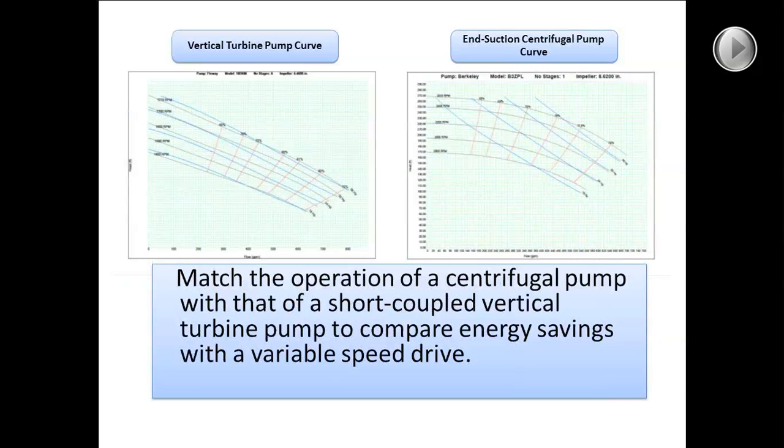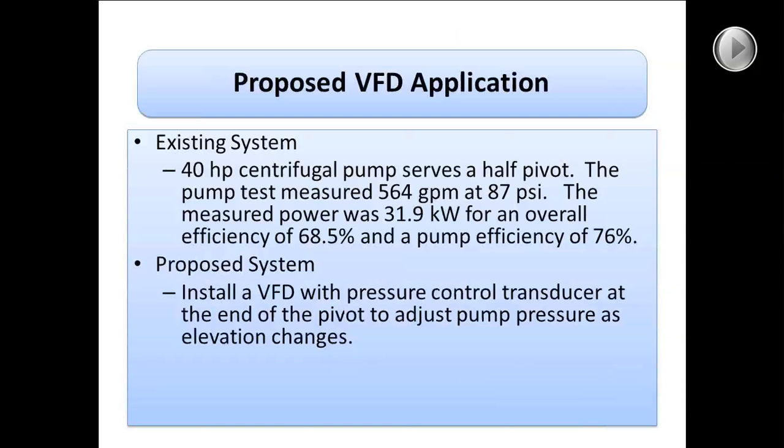Looking at the centrifugal pump at first, a pump test was completed on this pump. It was pumping 564 gallons per minute at 87 psi. That was the pressure it needed when it was uphill. The pump efficiency was calculated to be 76%, so the pump's working good. The efficiency is reasonable, so no worries there. But the proposal was to put a VFD on the pump and put the pressure transducer out at the end of the pivot, so we always had the pressure we needed out there.